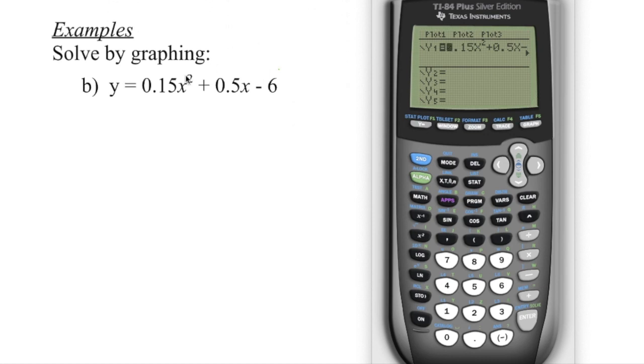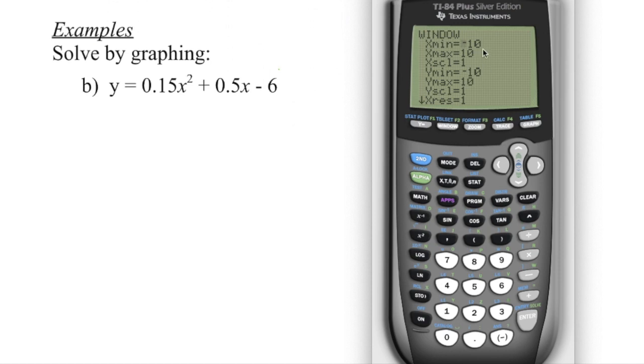Try another one. So we're going to begin by entering this function into our calculator. So we have 0.15 x squared, and then plus 0.5x, and then make sure that you press -6. If you accidentally press the negative, your calculator is going to give you an error message. I'm going to go back into the window and just reset it to the default settings, and then we're going to graph this so I can see those intercepts. So let's try this again. Second function trace. Number 2 zeros is what we're looking for.